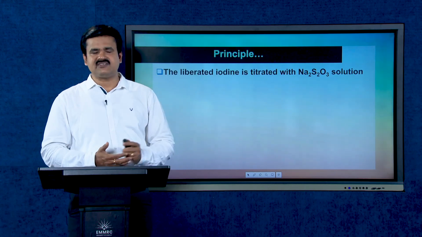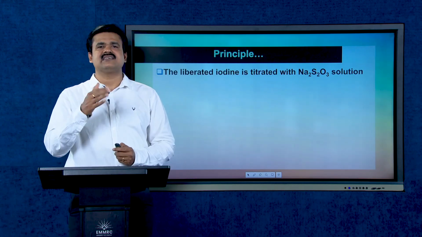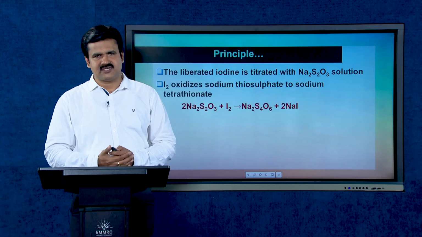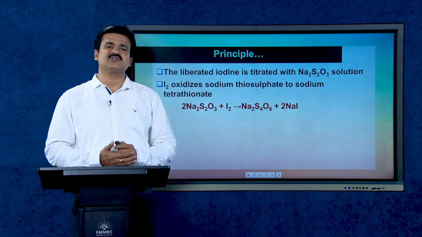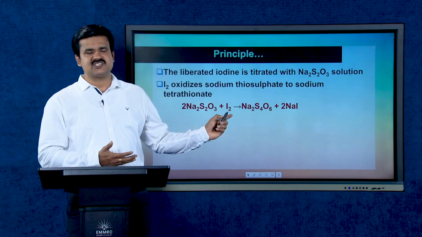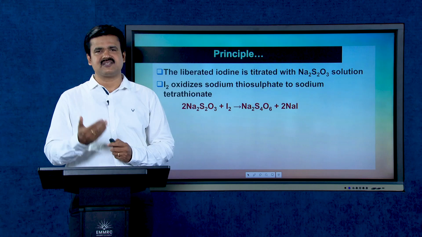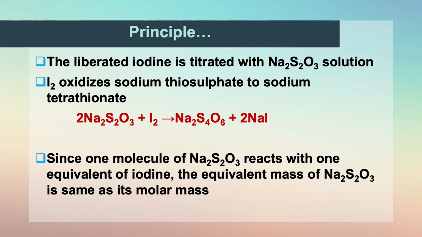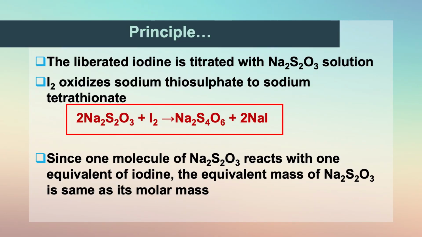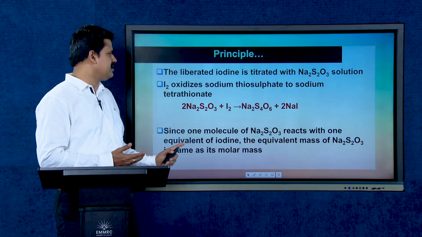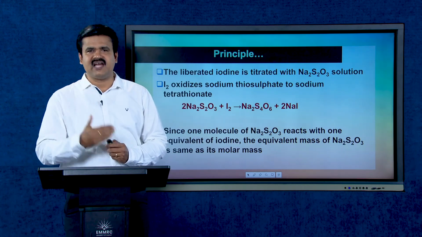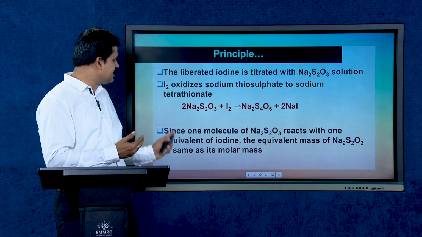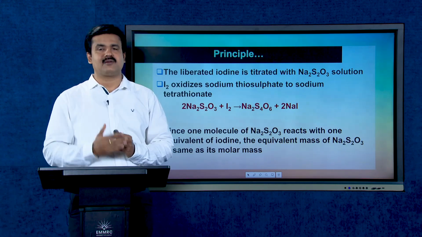Now, the liberated iodine in the above reaction is titrated with the sodium thiosulfate solution. Iodine oxidizes sodium thiosulfate to sodium tetrathionate. This is the reaction responsible for the oxidation of sodium thiosulfate to sodium tetrathionate. 2 Na2S2O3 plus I2 gives Na2S4O6 plus 2 molecules of sodium iodide. Since in this reaction, one molecule of Na2S2O3 reacts with one equivalent of iodine, the equivalent mass of Na2S2O3 is same as its molar mass.